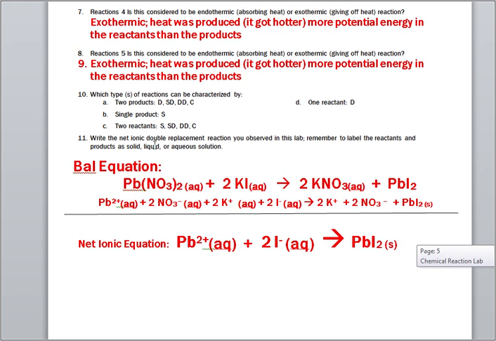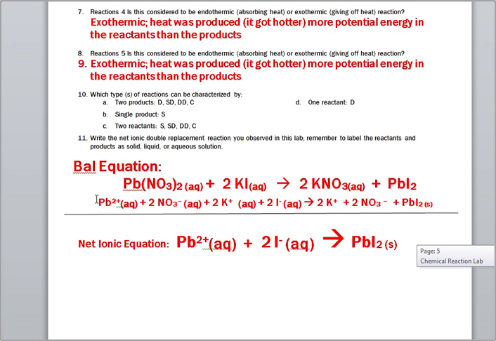Number 11 says write the net ionic equation in the lab, and remember to label the reactants and the products as solid, liquid, or aqueous solution. Well, here you had lead 2 nitrate, potassium iodide, and potassium nitrate, and lead 2 iodide. You got lead 2 nitrate and potassium iodide on the reactant side, potassium nitrate and lead 2 iodide on the other side. So the cations switch places.